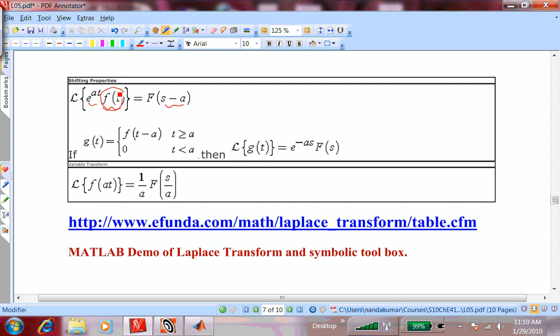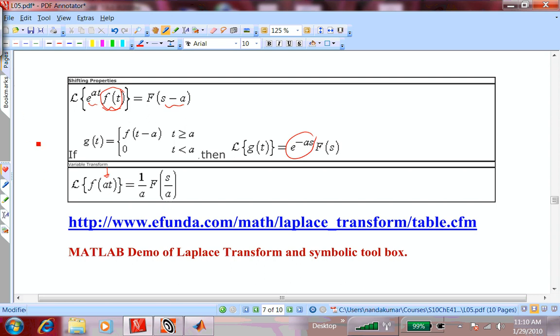And similarly in the inverse domain, if I have a function that is shifted in the time domain by a, that is equivalent to multiplying in the transform domain by e to the power minus as, the transform of the original function. And if I have a function that is multiplied by a, then in the transform domain, it is equivalent to multiplying by 1 over a, F of s over a. I already have s, put it back, s over a.